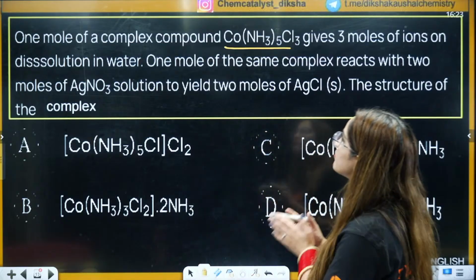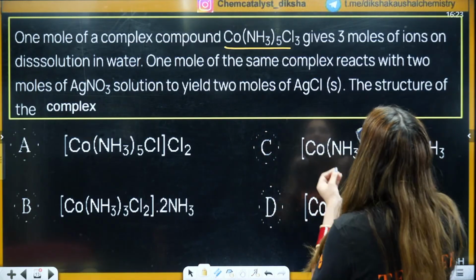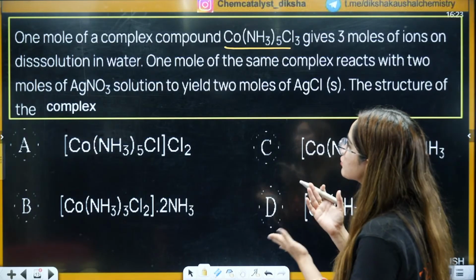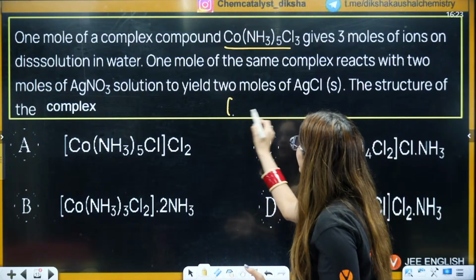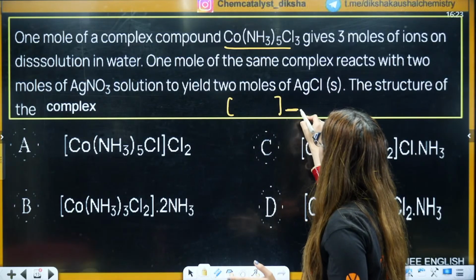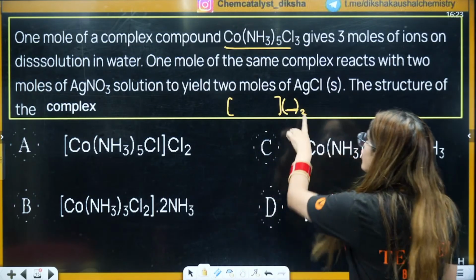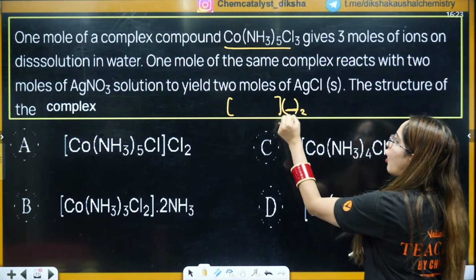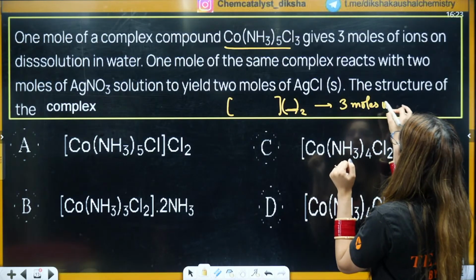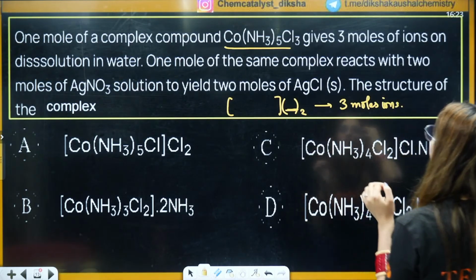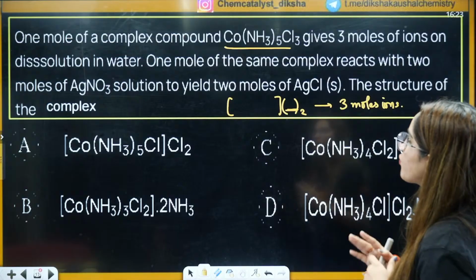Okay, so 1 mole of complex compound, that is this, gives 3 moles of ions on dissociation in water. That means, can I get an idea that in the coordination sphere, 2 things are outside? I don't know which ones, but 2 things are outside, and this is the full coordination sphere. Only then it can give 3 moles of ions on dissolution in water.